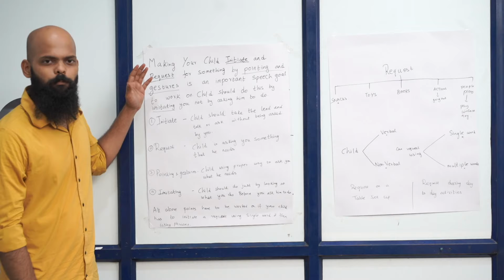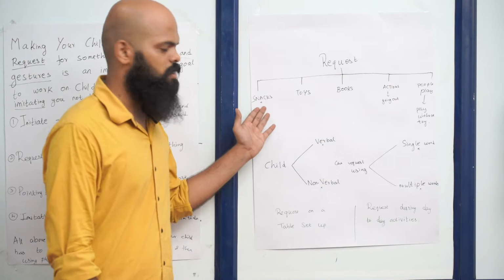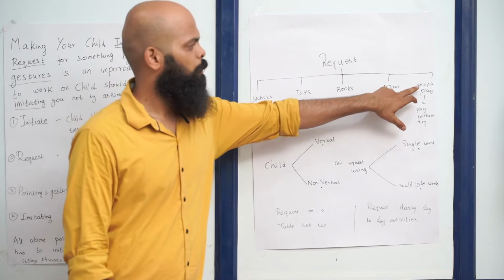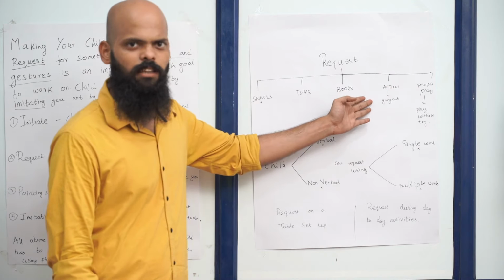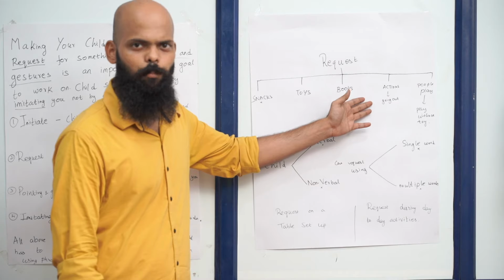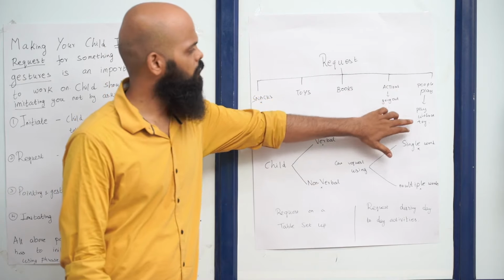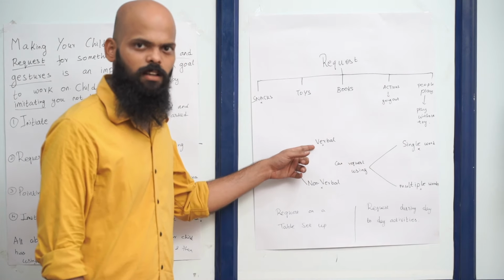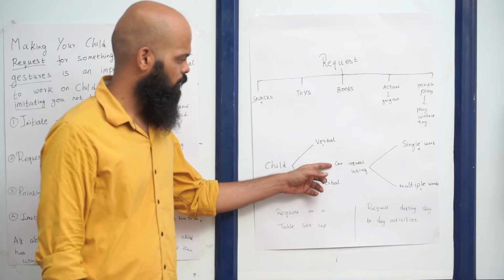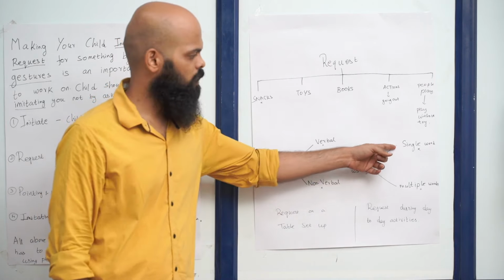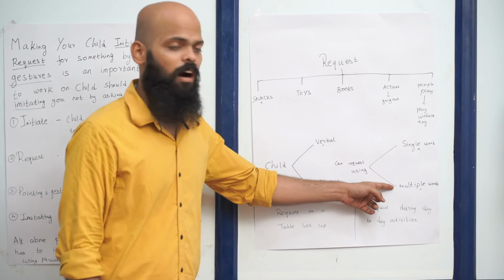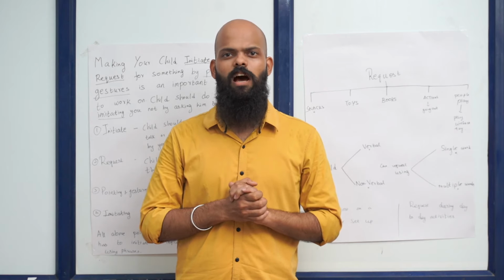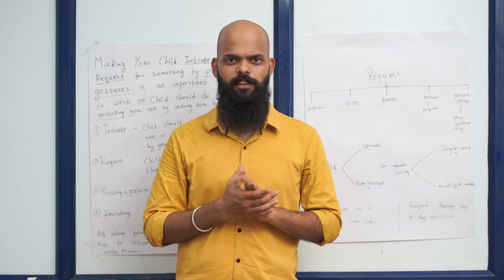Child can request for snacks, toys, books, actions, people play. Here actions mean child would like to go in a car or bike. Here people play means play without toy, like tickle games. Child may be verbal or non-verbal. Can request using single word or multiple words. We are going to have a series of videos where we are going to see how we can achieve all of this for your child.